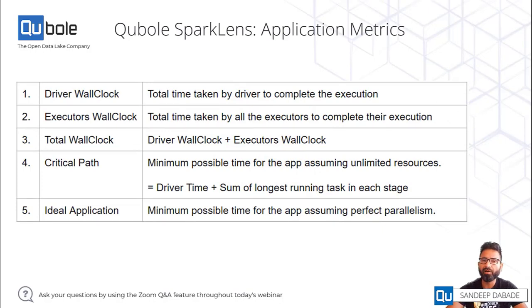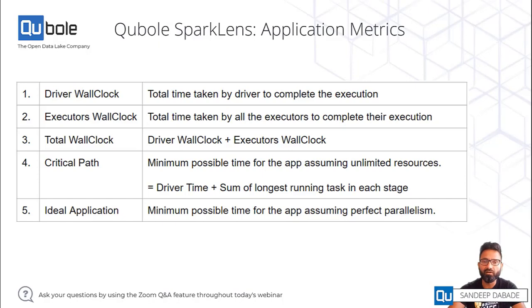So Qubole SparkLens emits application level metrics and stage level metrics. Let's look at application level metrics first. Every Spark job runs either in driver phase or executors phase. Executors phase is where most of the parallelism happens. So the idea is to reduce driver side compute to as little as possible and make sure that the job runs in executor phase for as long as possible.